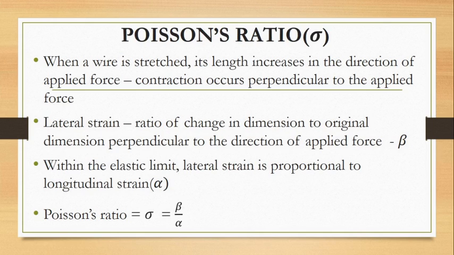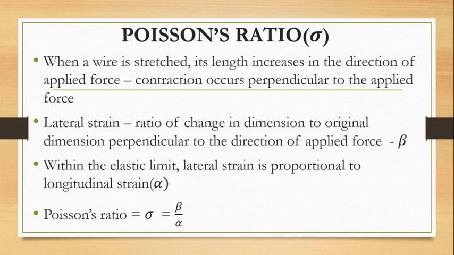When the length gets increased, the diameter gets contracted in a direction opposite to the direction of the applied force, isn't it? You can do it at home by just trying to expand a wire. By taking a rubber band, just pull it. You can see its length increases in the direction of applied force, but what happens to the diameter? Its diameter gets decreased.